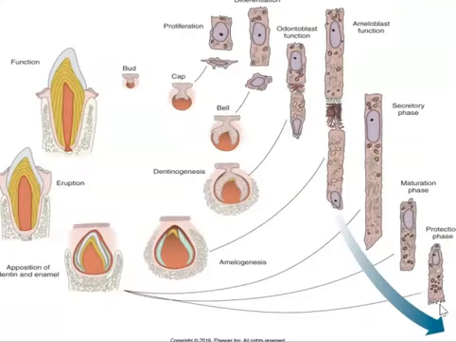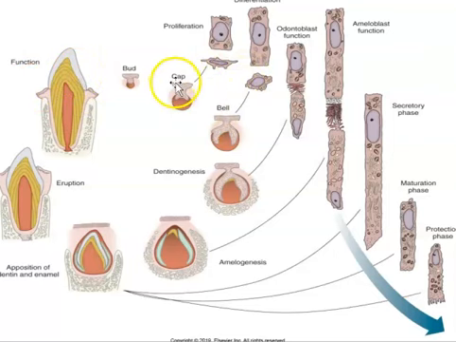And this last image again goes over the different stages: bud, cap, bell, then dentinogenesis, dentin formation, then amelogenesis, enamel formation, and apposition, which means the layers just get applied. So apposition, think of application. All the dentin layers, all the enamel layers get applied, and then the tooth erupts, and it's fully erupted and now functional. Now you can use it to eat and chew.